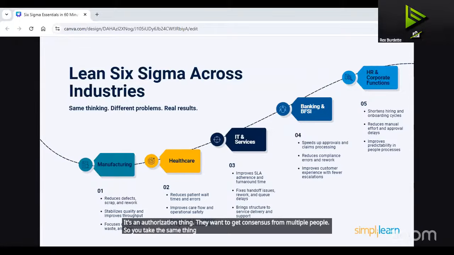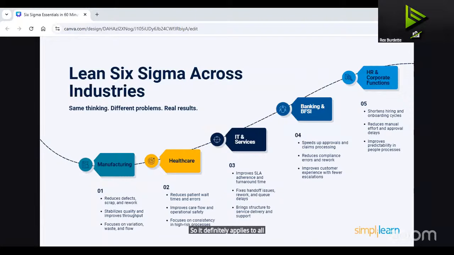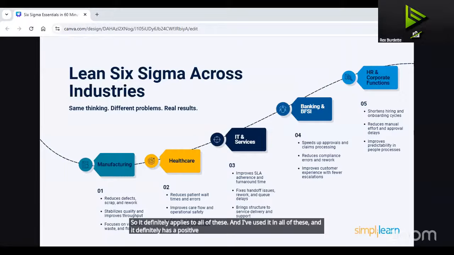It's all about documenting your work processes, auditing them to make sure that people are following them, and then also using statistics to see if changes that the team comes up with make a difference. So it definitely applies to all of these, and I've used it in all of these, and it definitely has a positive result, and people recognize it for what it is.